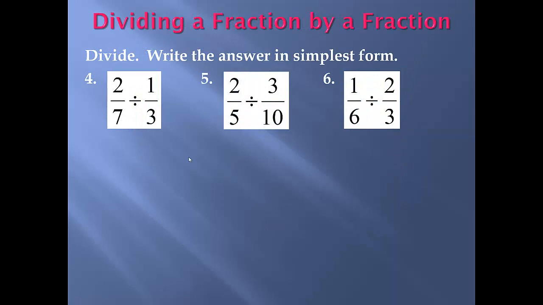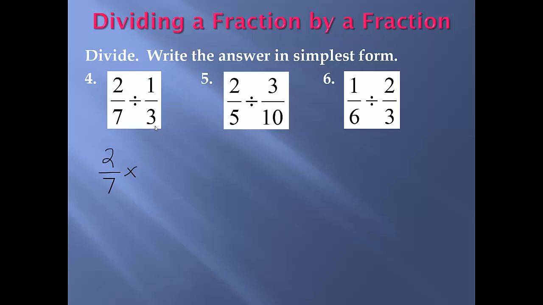Now we're going to divide a fraction by a fraction. So we're going to divide, and we want to write the answer in simplest form. So for number 4, we have 2/7 divided by 1/3. When we divide fractions, our first fraction will stay the same. So 2/7 will stay 2/7. And then we're going to multiply by the reciprocal. So this division sign is now going to be multiplication, and we need to do the reciprocal for 1/3.